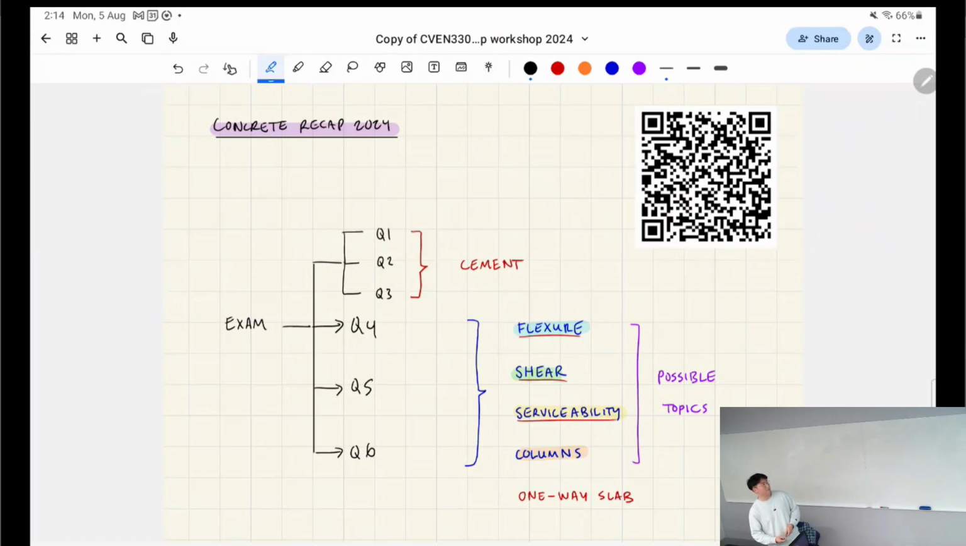So the first three questions have typically been about cement and all the cementitious material science stuff that you learned in the first 2 weeks. They're 3 questions, but they're not worth very many marks. This only accounts for about 20% of the finals mark, whereas these last 3 account for about 80% of your marks, right?